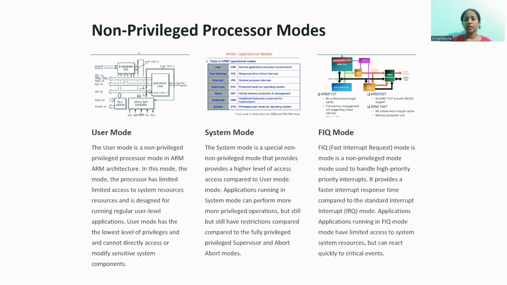Next one is about the FIQ mode, that is fast interrupt request. It is also a non-privileged mode and used to handle high priority interrupts. It provides a fast interrupt response time compared to the standard interrupt mode. Applications running in FIQ mode have limited access to the system resources but can react quickly to certain events.